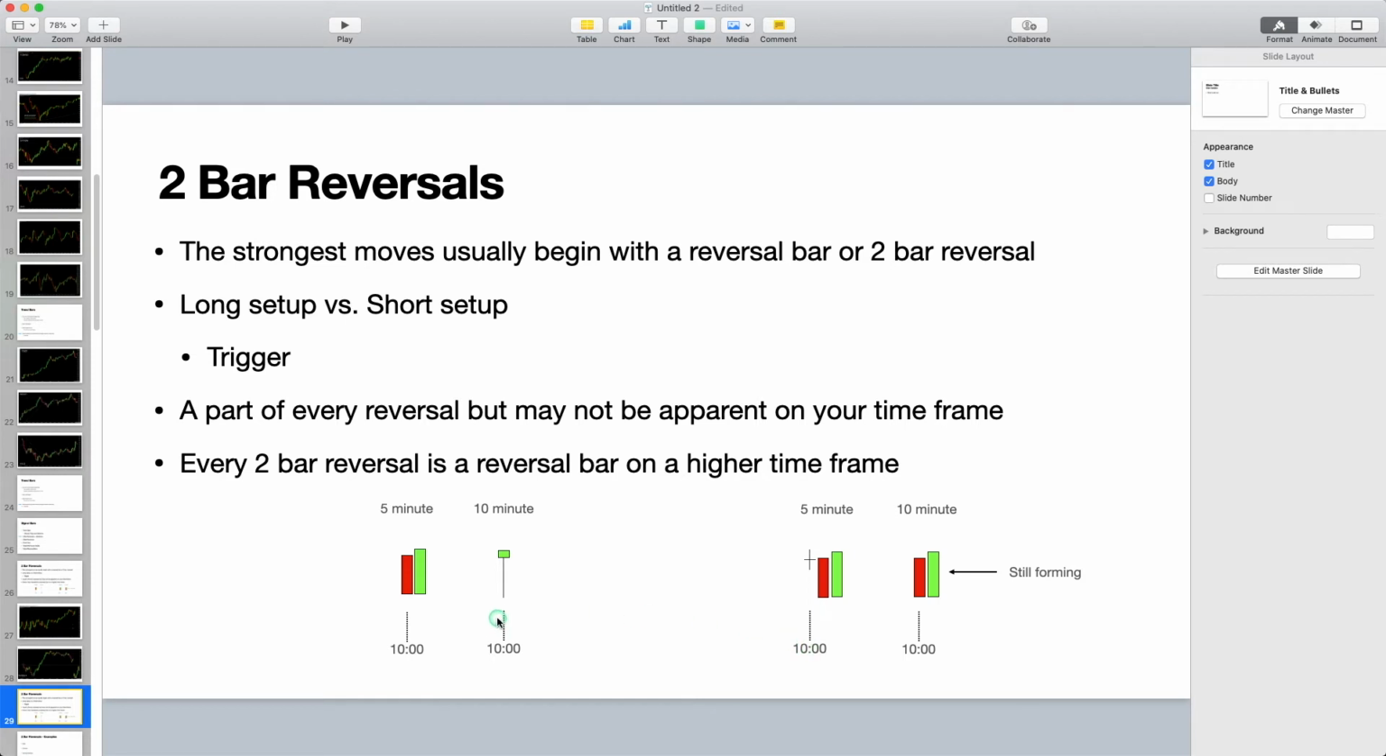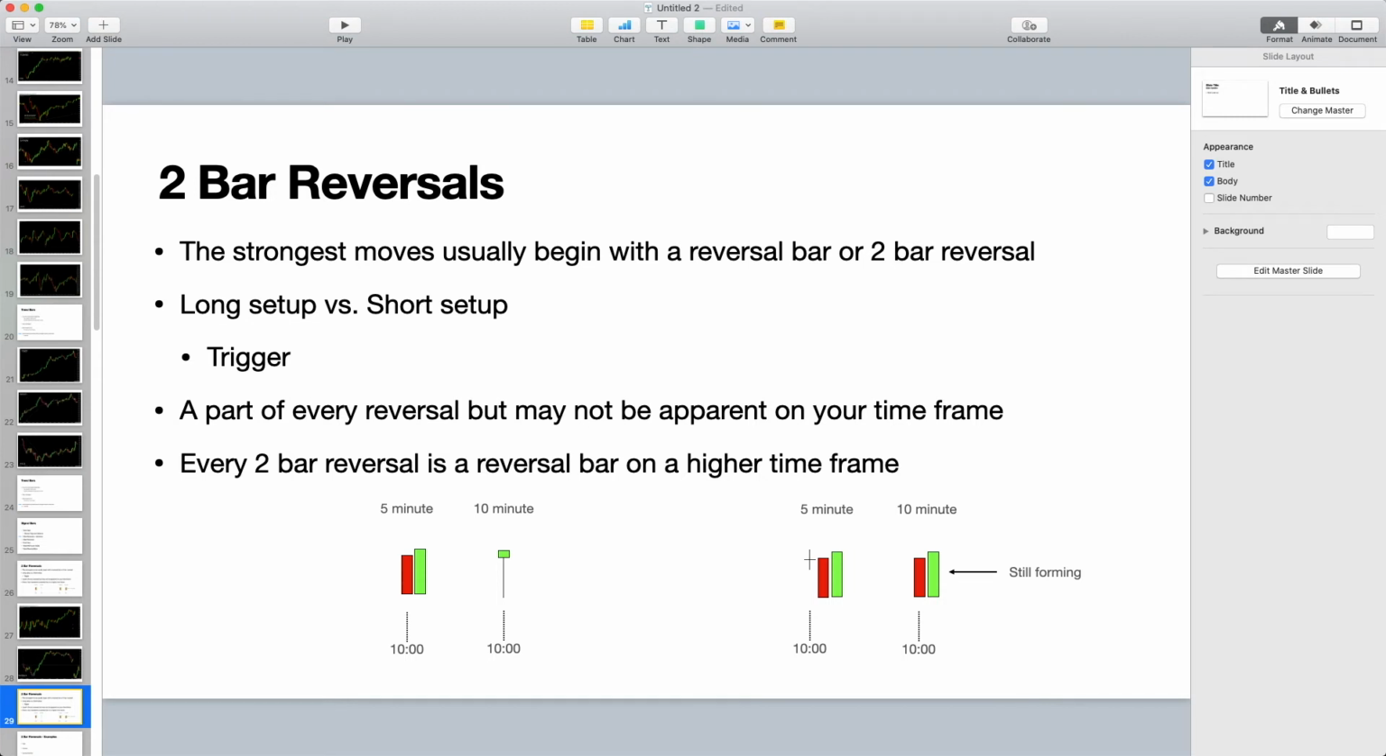And so what Al recommends is that it's much better to just understand what's happening in front of you and know that this is a 2-bar reversal and it's worth buying above, and this is a 2-bar reversal, it's worth buying above, and not to hope to find this perfect reversal bar on a higher time frame.